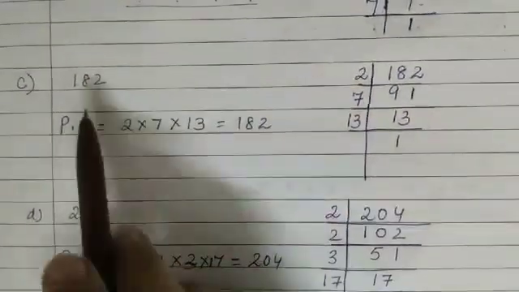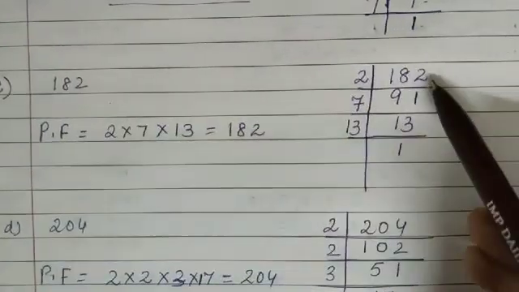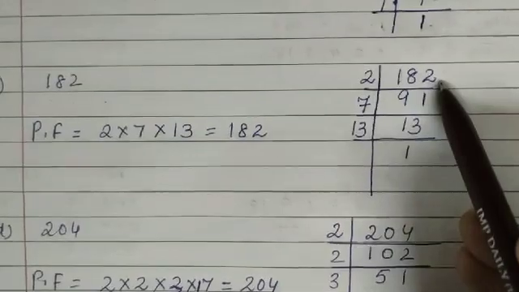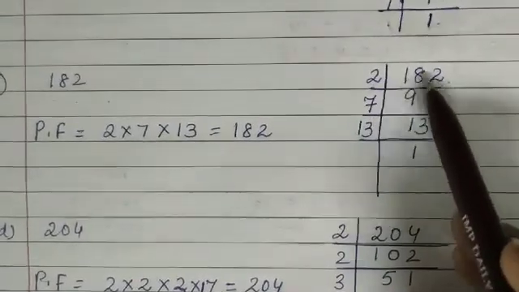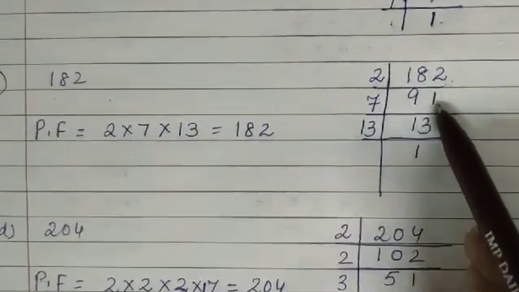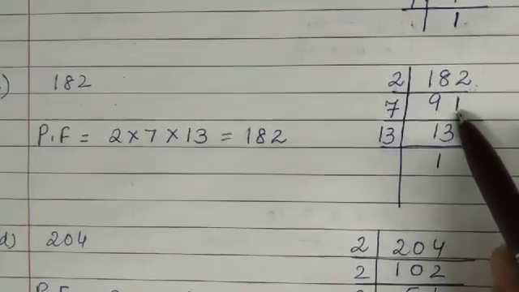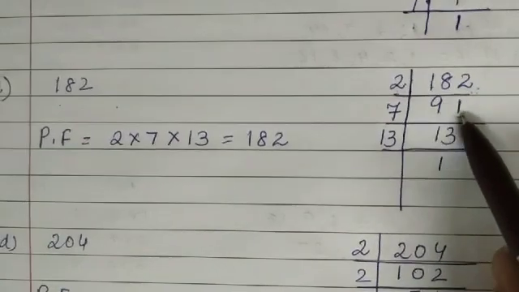Now 182. Okay, so 182. See the last digit 2. It means this number is divisible by 2. Yes. When you divide 182 by 2, it comes 91. So see 91, the last digit is 1. It is not an even number, so it will not be divisible by 2.